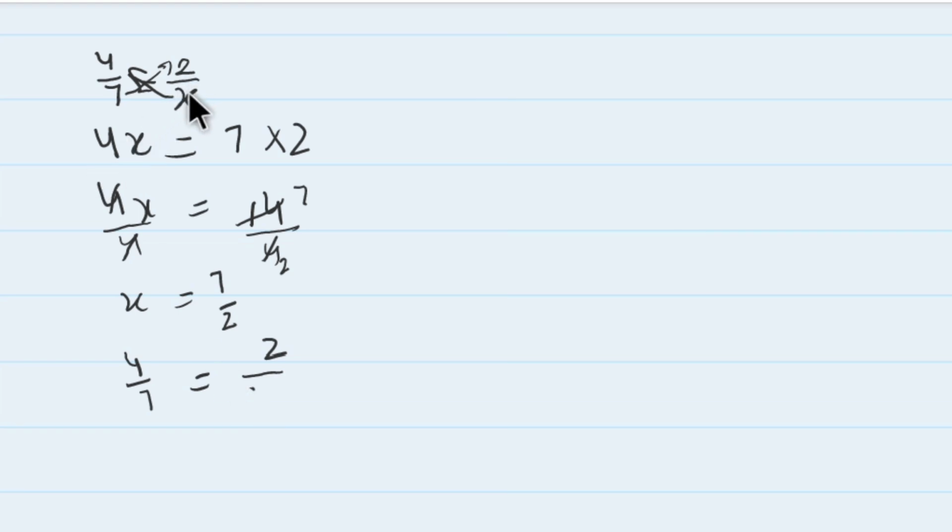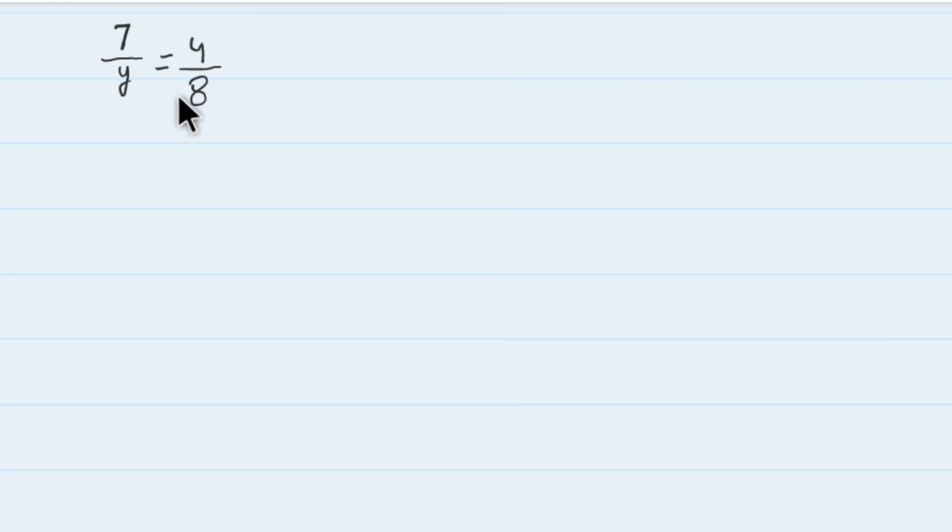Now we will replace x by 7 over 2. Since this value is in the denominator and is being divided, it will multiply with the numerator. That is 2 times 2 is 4. So 4 over 7 is equal to 4 over 7, which satisfies the original equation. Now we solve another example by cross multiplication.